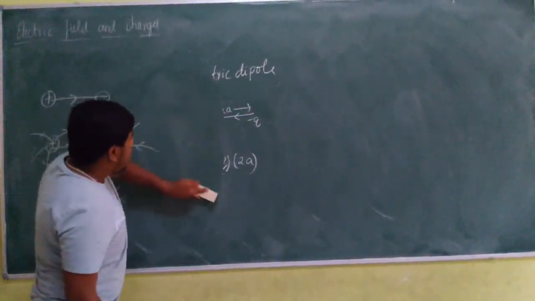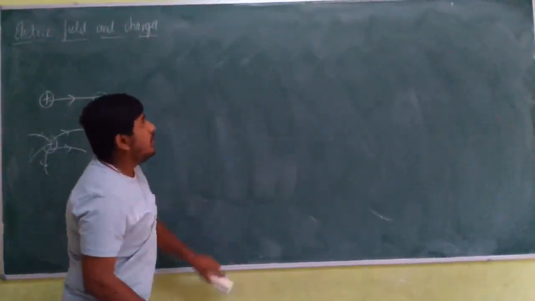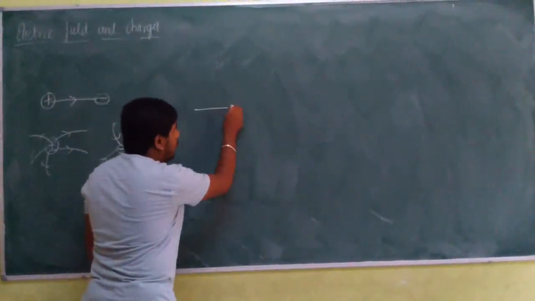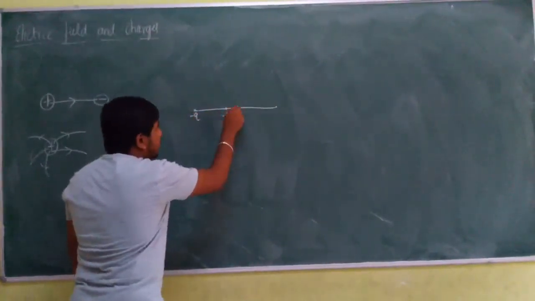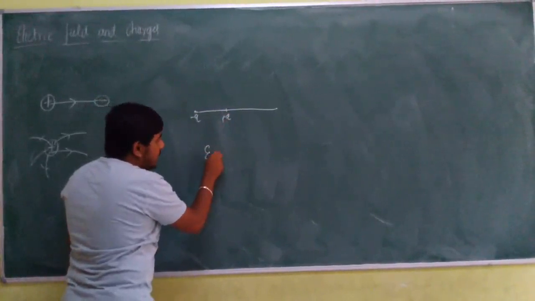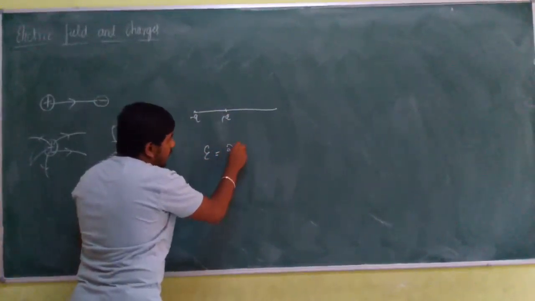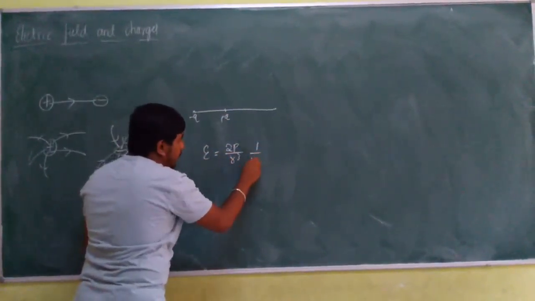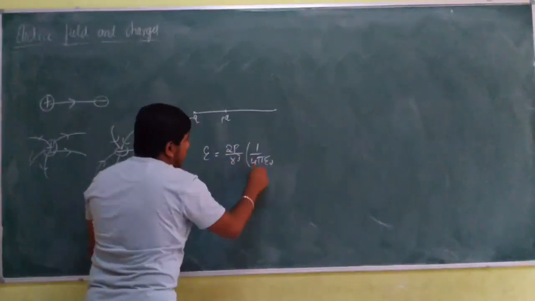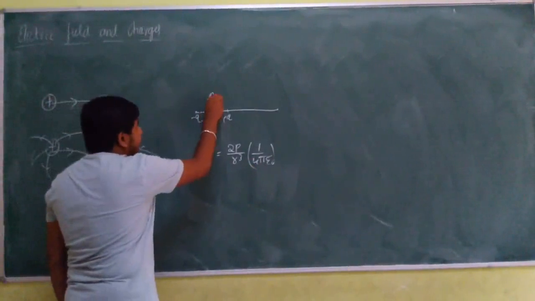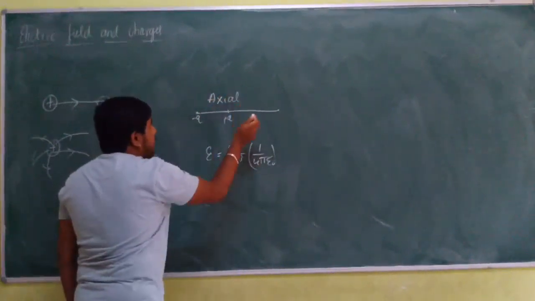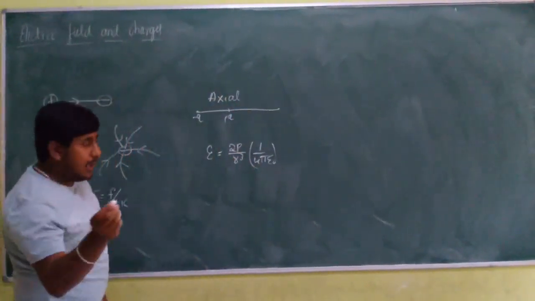After this we derived an expression for the electric field due to an electric dipole on the axial line. The electric field on the axial line is E is equal to 1 by 4 pi epsilon into 2p divided by r cube. This was the formula derived for the axial line. The derivation is important for 5 marks.